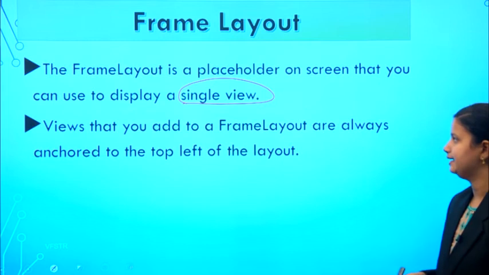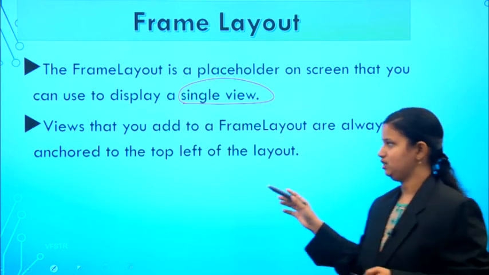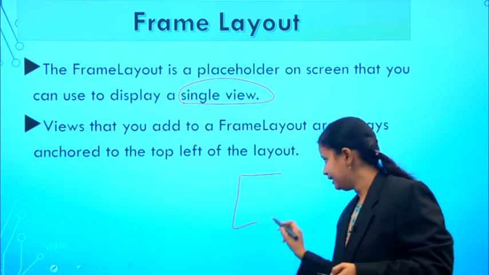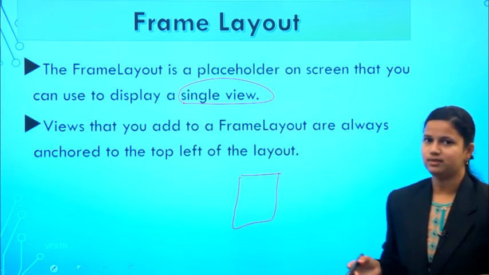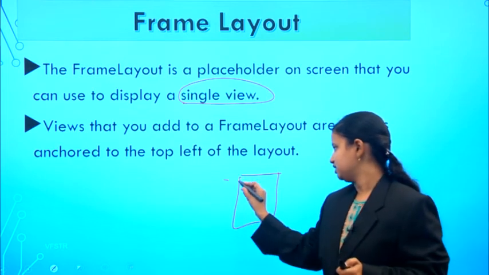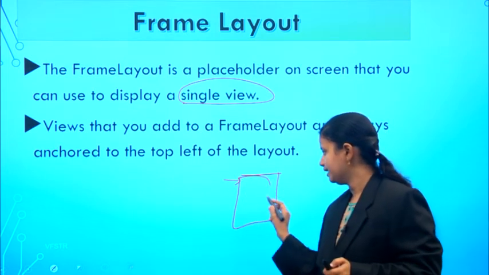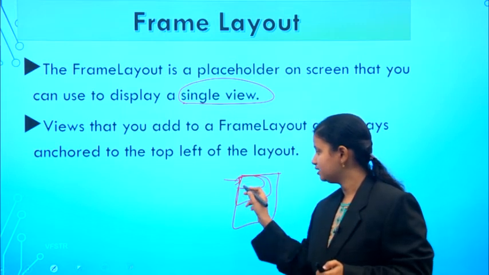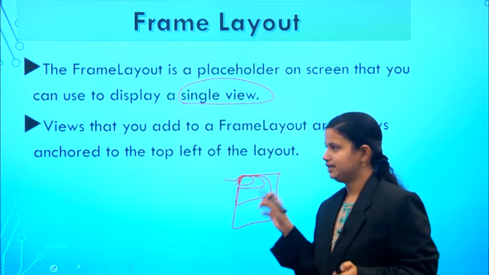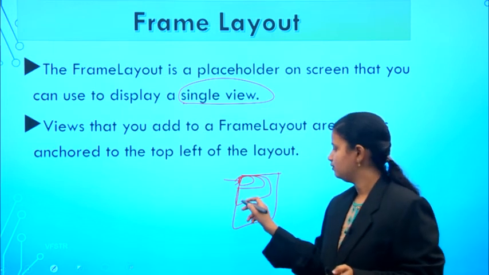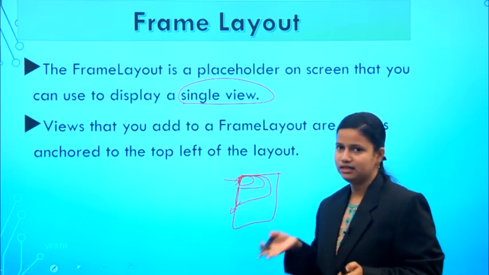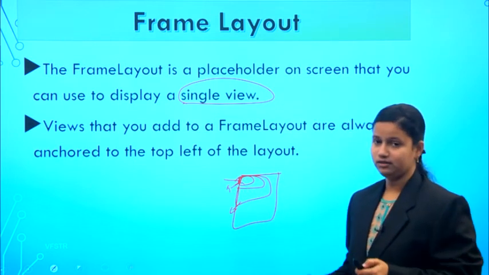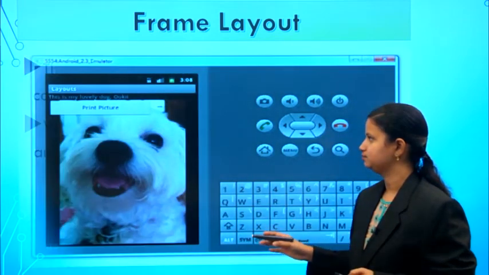The views you add to a frame layout are always anchored at the top left of the view. That means whatever you add to your user interface using a frame layout, all of them start at the top left. You add a text view, a button, or an image, and all of them are added to this one place, anchored one by one in a layered format, so each also starts at the top left.